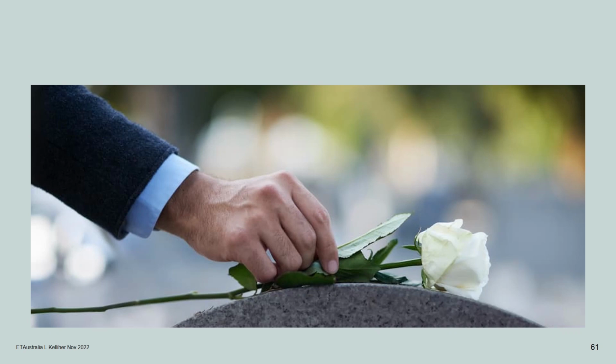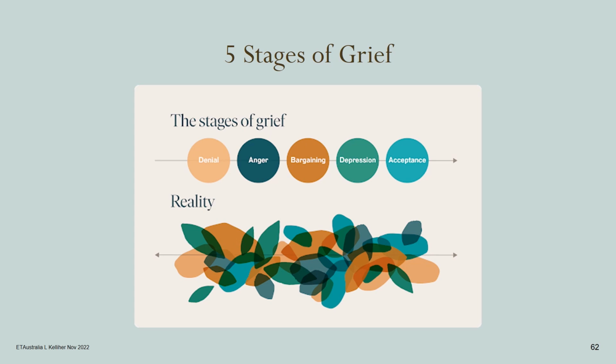The five stages of grief: denial, anger, bargaining, depression, and acceptance. The reality of grief is these stages won't come in any order. They'll overlap. They will be all over the place. Denial.